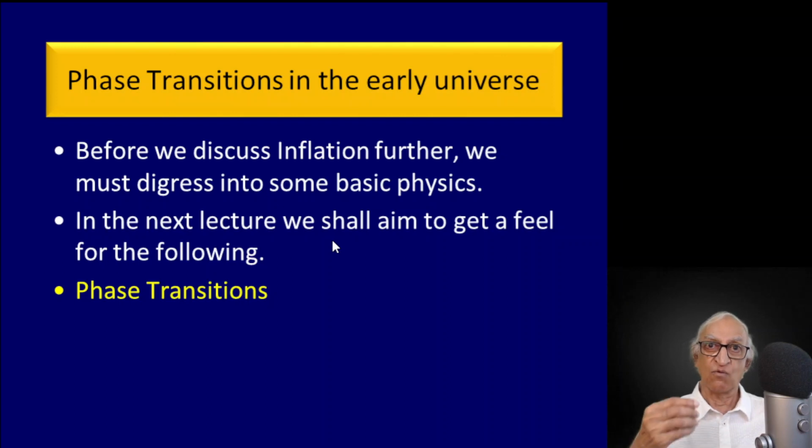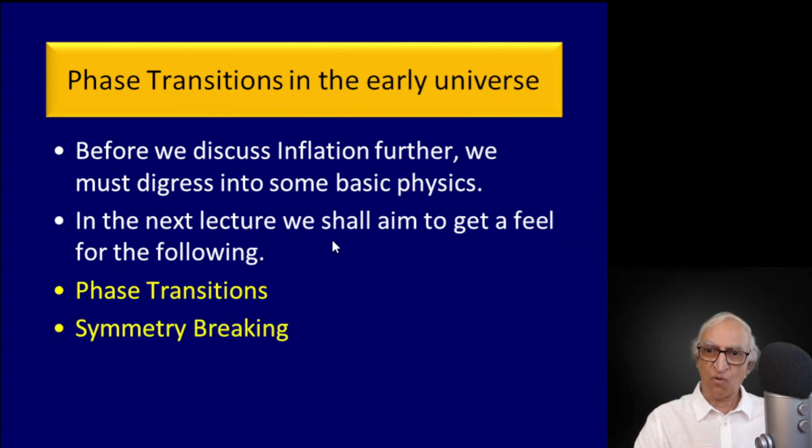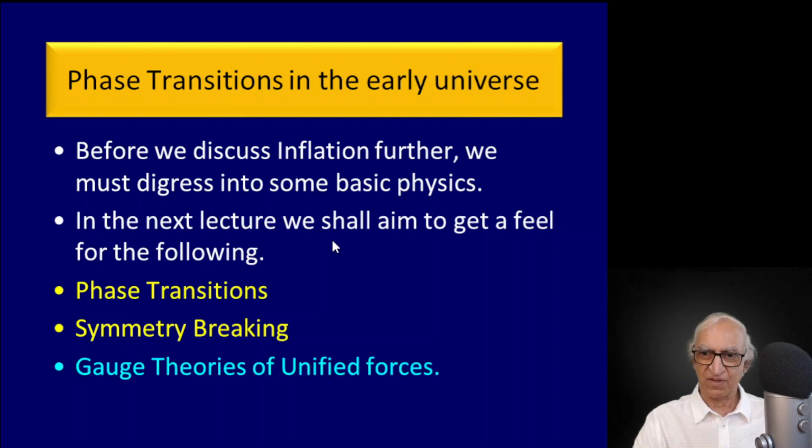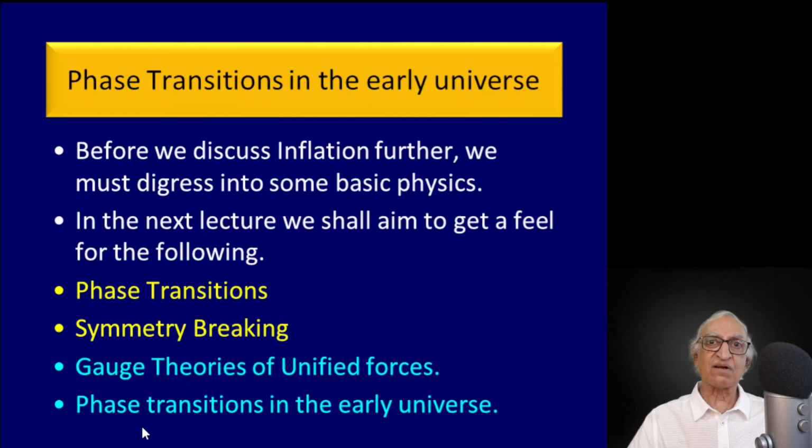What are phase transitions? What is symmetry breaking? The Guth phase transition is a symmetry breaking phase transition. So this is the paradigm of modern physics, symmetry breaking and phase transition. Third, elementary particles and their forces are described by what are known as gauge theories. And it is in these gauge theories that one tries to unify different interactions or different forces. What are phase transitions in the early universe? So these are the four topics that I shall discuss in the next lecture, and then I shall return to Guth's inflation, and then we will have the concluding lecture.